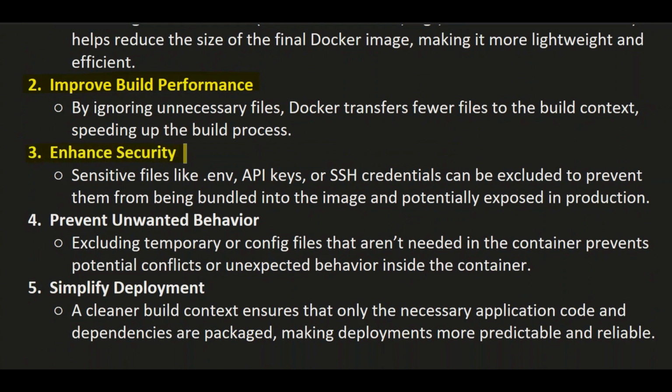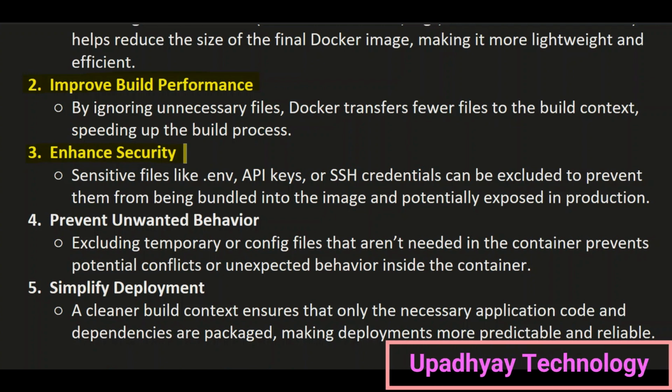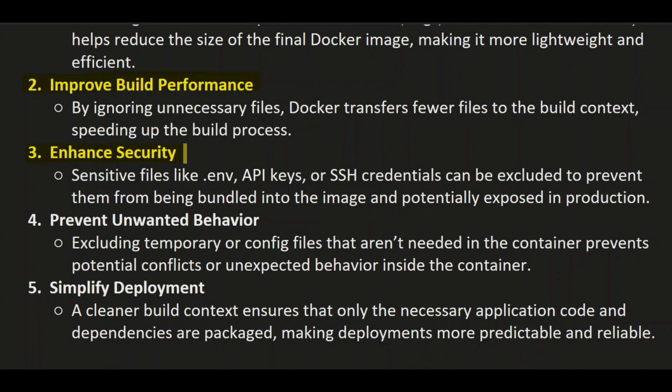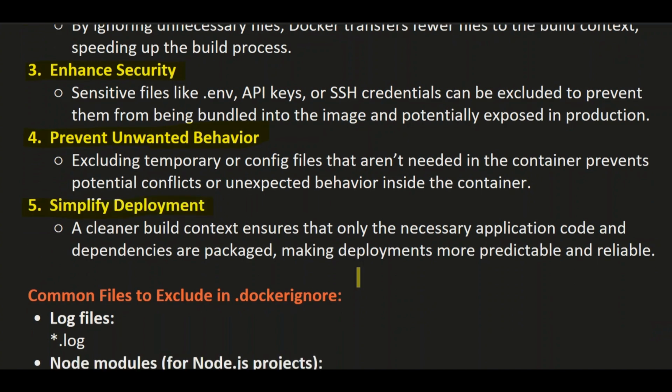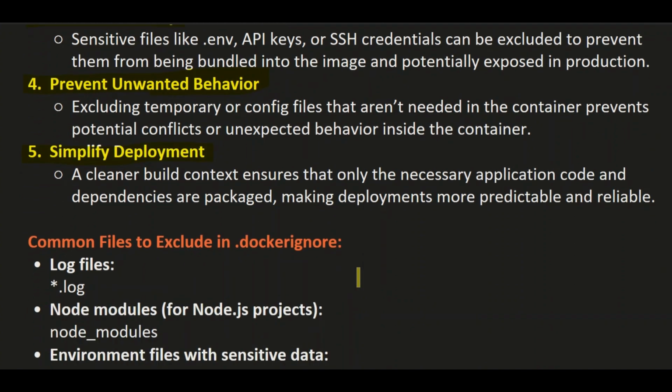3. Enhance security. Sensitive files like .env, API keys, or SSH credentials can be excluded to prevent them from being bundled into the image and potentially exposed in production. 4. Prevent unwanted behavior. Excluding temporary or config files that aren't needed in the container prevents potential conflicts or unexpected behavior inside the container. 5. Simplify deployment. A cleaner build context ensures that only the necessary application code and dependencies are packaged, making deployments more predictable and reliable.